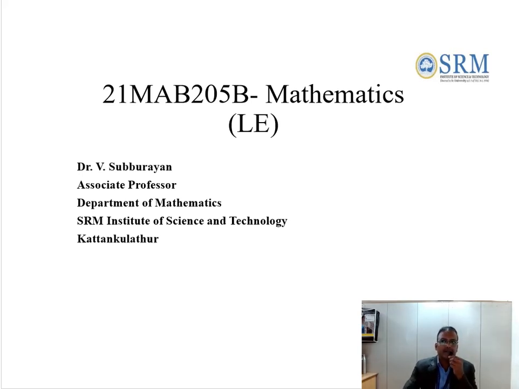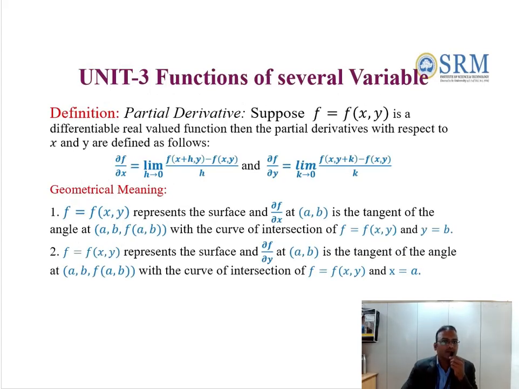Now let us see the first definition, of the partial derivatives. Suppose f equal to f of x comma y, it is a function of two variables x and y. Here x and y are two independent variables and f is a dependent function. That is, f is dependent on the two independent variables x and y, and it is a real valued function. That means if you fix the value of x and y, then the value of f is going to be a real number. That's why we call this a real valued function.